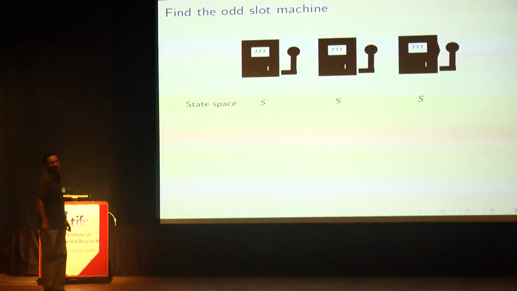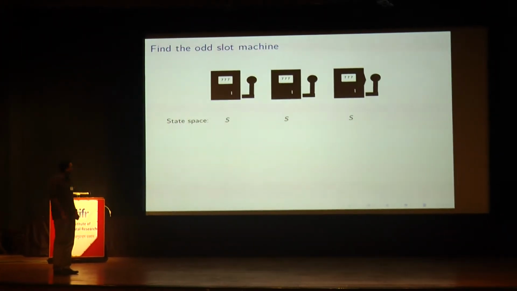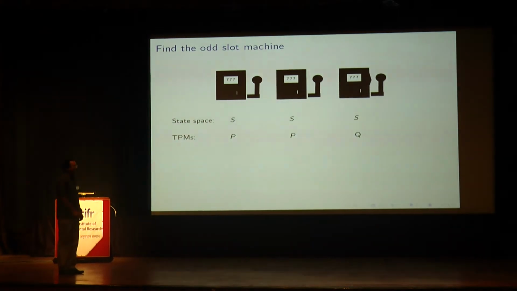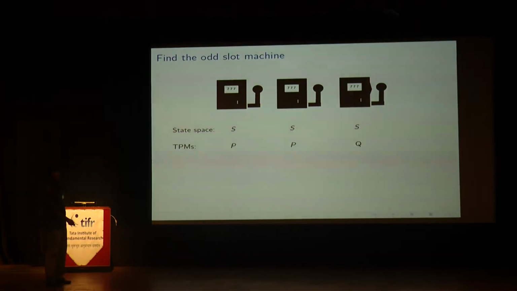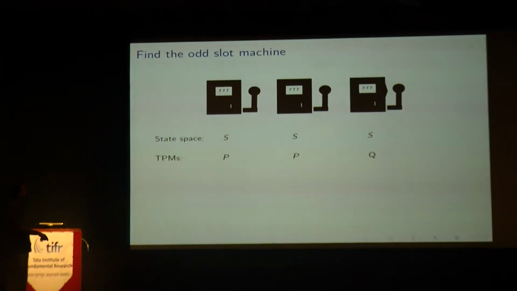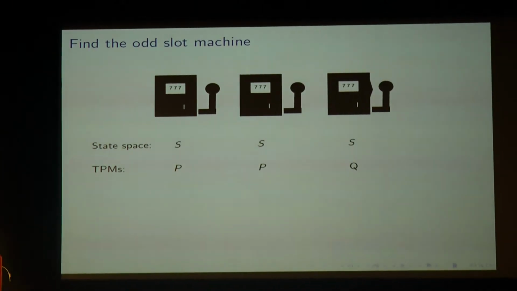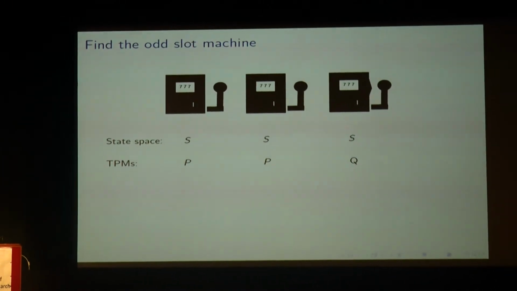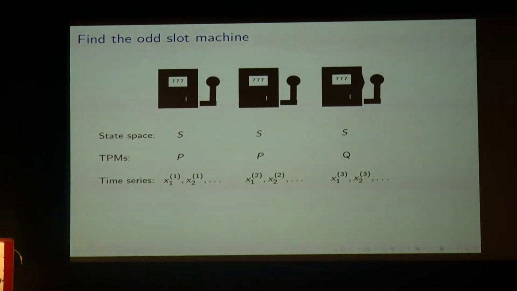So here is the state space for the Markov processes that is executed by each of these slot machines. That's S. And these slot machines have a transition probability matrix associated with the Markov process. It's P for the normal one, and then one of them is abnormal, that's Q.